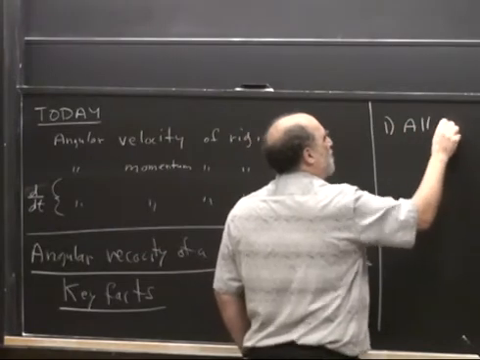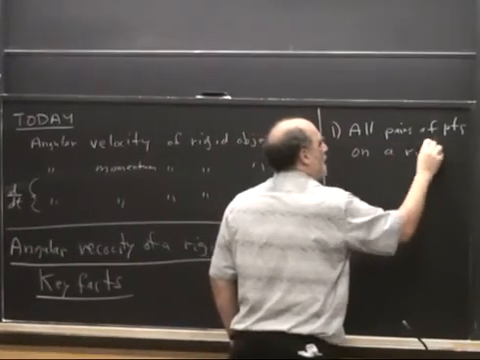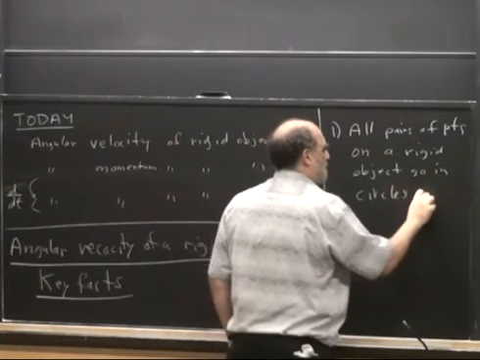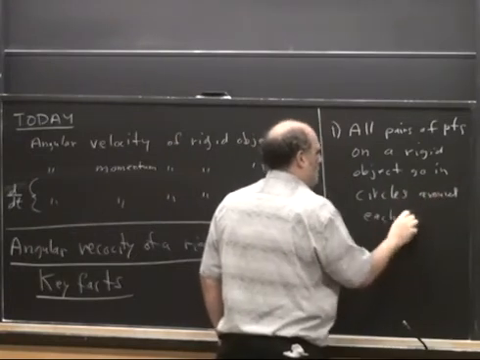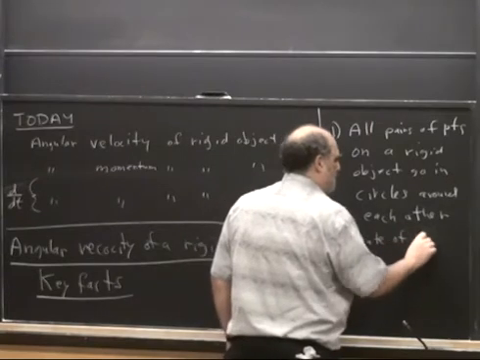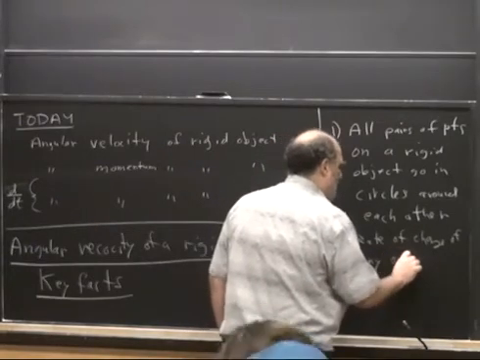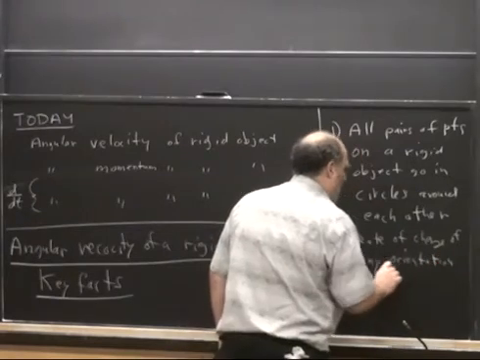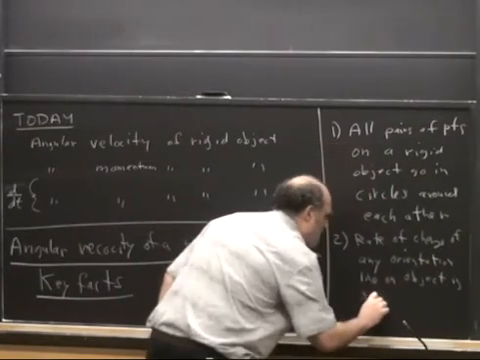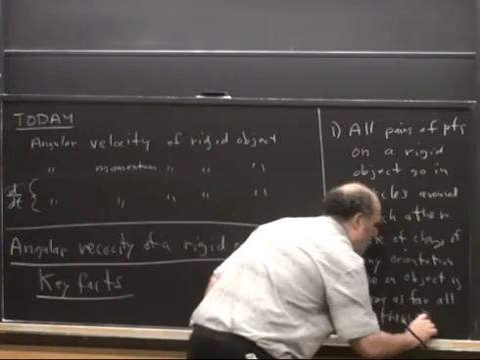All pairs of points on a rigid object go in circles around each other. That's the first key point. And the second is the rate of change of angle of any orientation line on the object is the same as for all others. And this gives us this concept of omega.